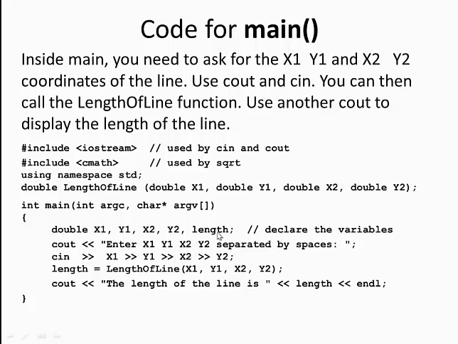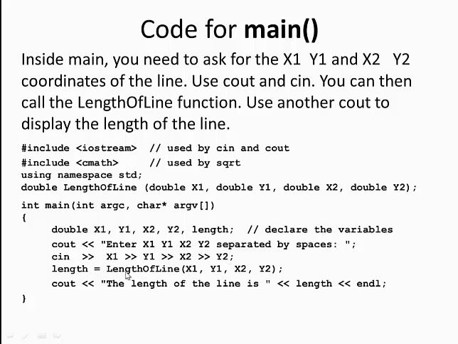I'm declaring all of my variables. This time I did them all on a single line just to save space. You might want to declare them all on separate lines. Cout, enter x1, y1, x2, y2 separated by spaces. I'm doing that so that I can use cin, just like this. Cin will read x1, and as long as there's a space between the value for x1 and y1, cin will then automatically go and pick up the next value and place it in y1. If there's another space, it'll put the next value in x2 and the next value in y2.